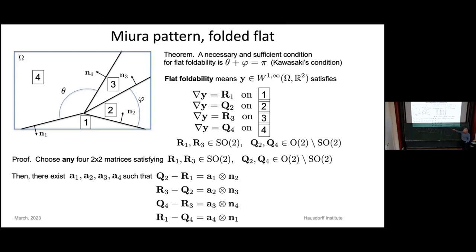So I'm sitting here in region one, and I'm going to tell you what the deformation gradient is in region two. It's got to lie over here, but any matrix works. So I choose one. So Q2 is over here. And these differ by a rank one matrix, so I'll draw a line between them. Now I'm at Q2, and I'm thinking about region three. I can take any matrix over here because they all differ by rank one. So I take a matrix over here. That's R3 in my notation.